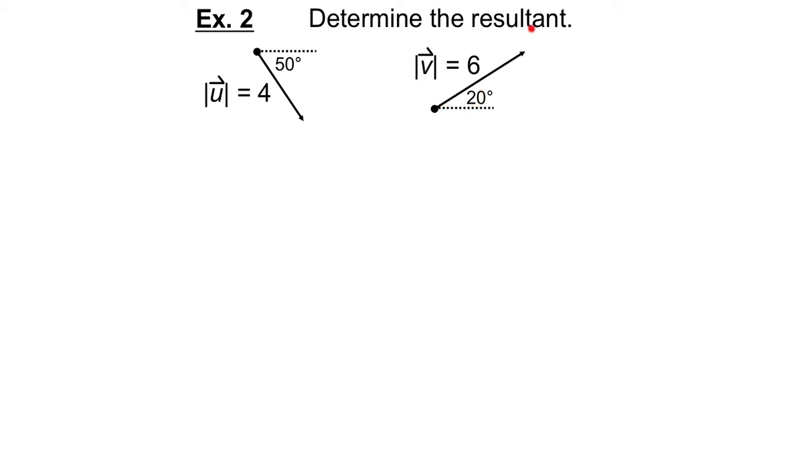Okay, so I want the resultant. That means I need to add u and v together. And remember, when I add them together, I have to add them head to tail. Now to start things off, I'm going to just draw a diagram here. I'll explain what I did.